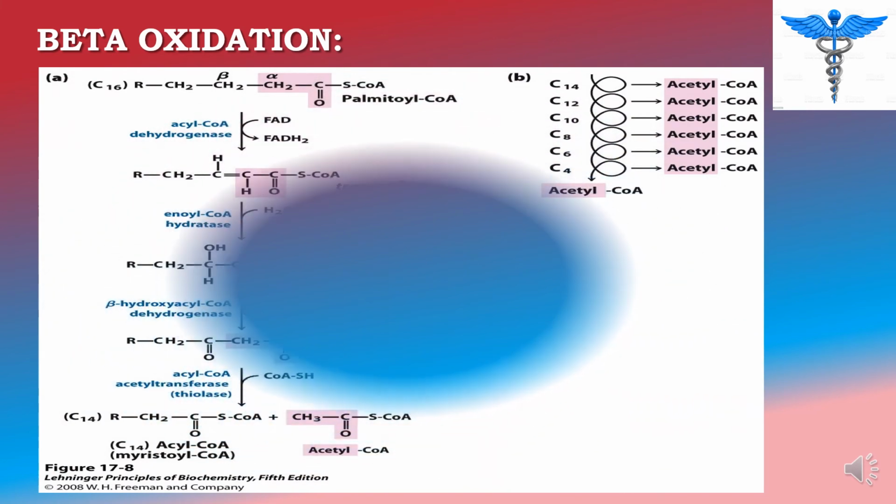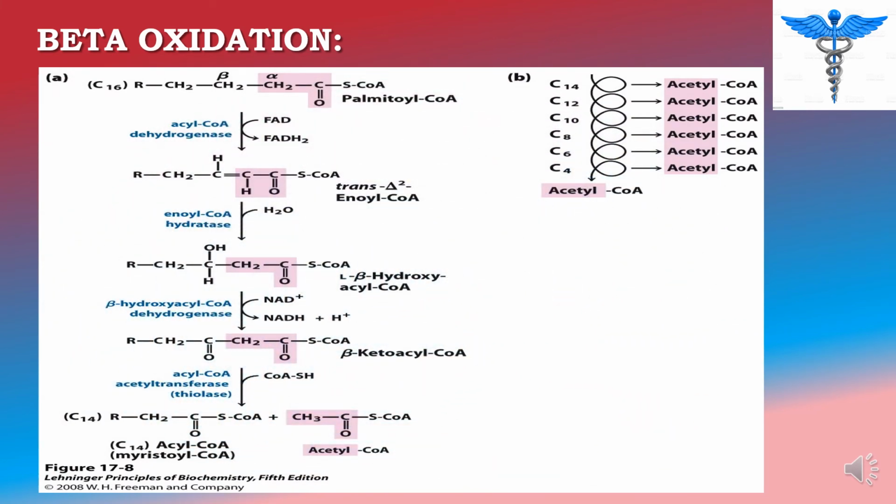Beta oxidation. Here I can summarize it in short. Here the fatty acid used is palmitic acid. It is first activated by addition of coenzyme A. It is then oxidized into trans delta 2 enoyl coenzyme A. This process is called oxidation because here 2 hydrogen atoms are removed and FAD is reduced to FADH2. The enzyme acyl coenzyme A dehydrogenase catalyzes this oxidation reaction.